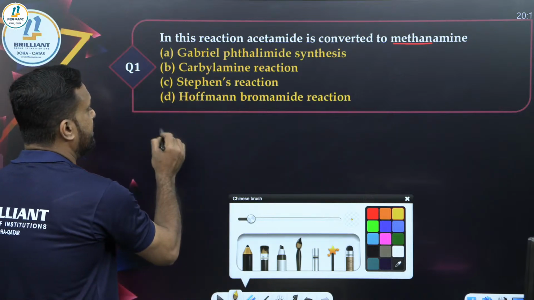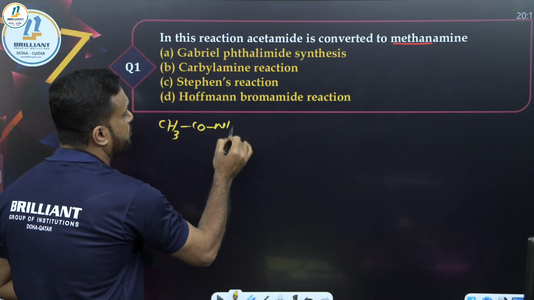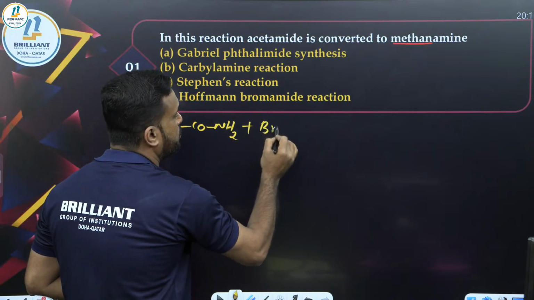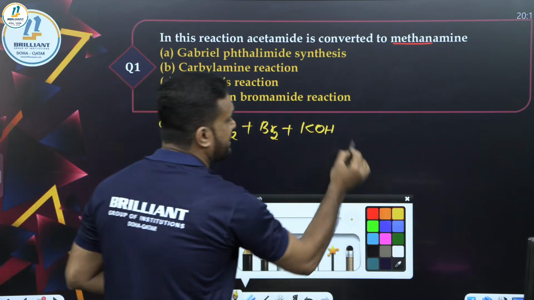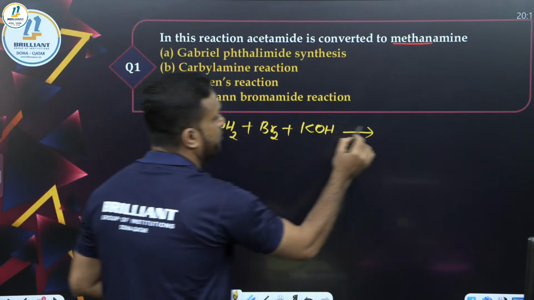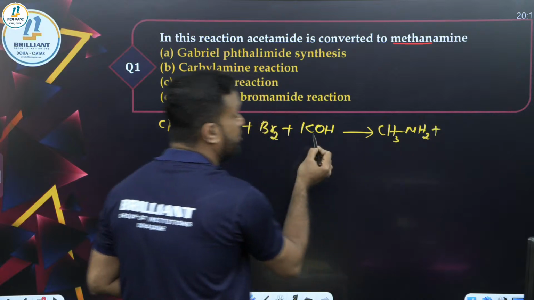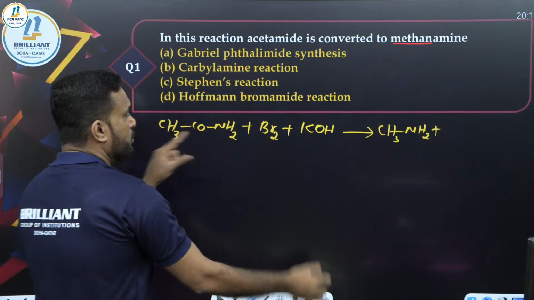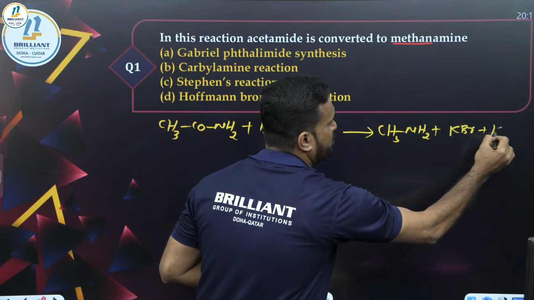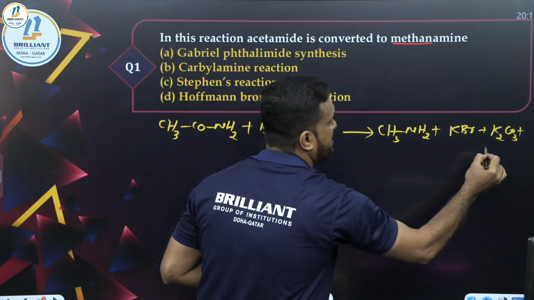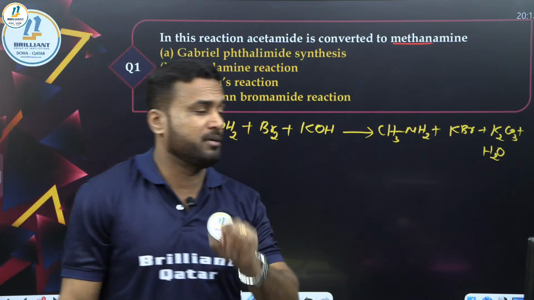So acetamide, we can write CH3CONH2, when it reacts with Br2 plus KOH, the reaction takes place like this. The CO will be removed, then you will be getting CH3NH2. KOH or NaOH can be used. The byproducts will be KBr plus K2CO3 plus H2O, no need to write that anyway. That name reaction is the most important one from amines.